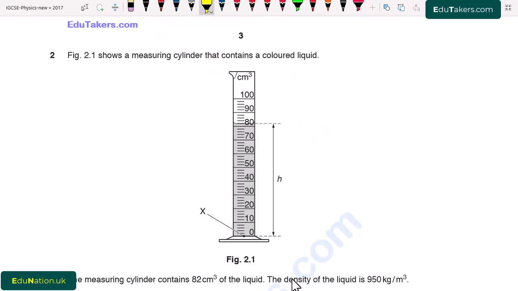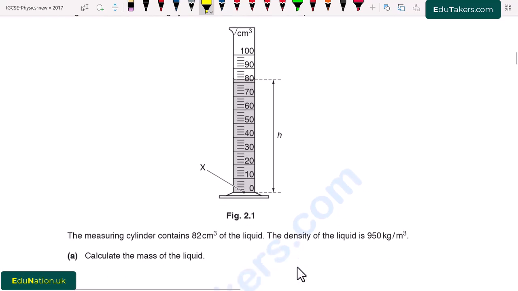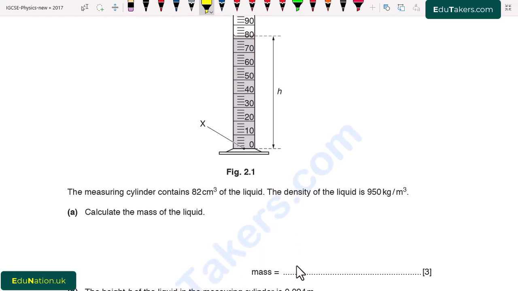Question number 2. Figure 2.1 shows a measuring cylinder that contains a colored liquid. Here is the figure 2.1 and we can see that there is a measuring cylinder and the volume of the liquid in this cylinder is shown. And this is basically equal to height h. There is also a point X that is mentioned here. The measuring cylinder contains 82 cubic centimeter of liquid. The density of liquid is 950 kg per meter cube.